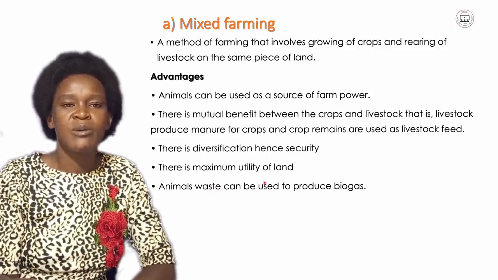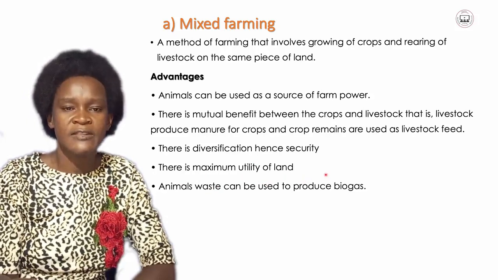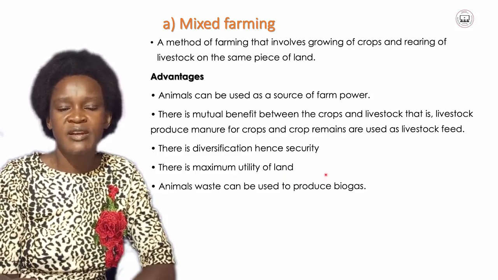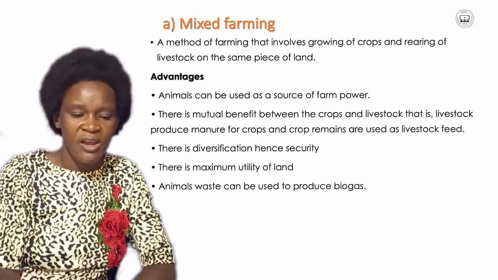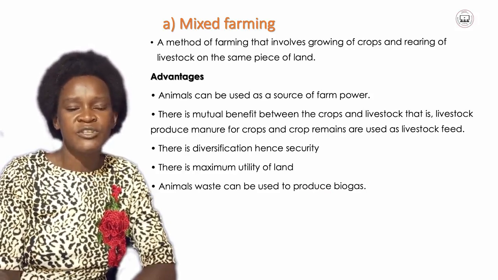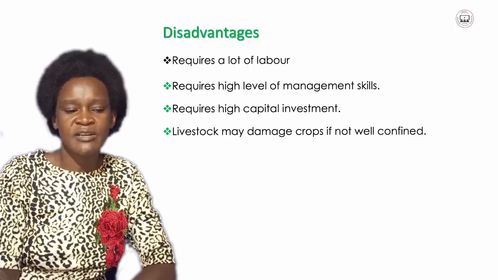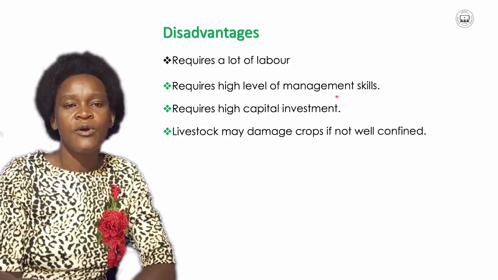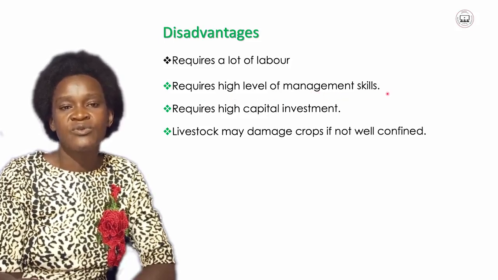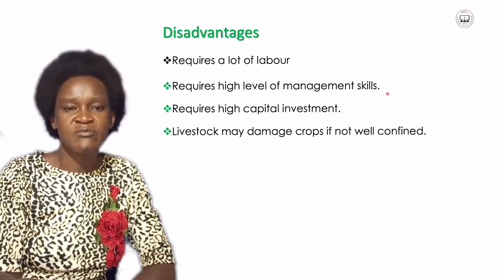Apart from that, there is maximum utilization of land. On that same piece of land, rearing animals, and on that same piece of land, growing crops, there is really maximum utilization of land. Apart from that, animal waste can be used to produce biogas. Even though we have explained the advantages of mixed farming, it can also have some disadvantages, and some of the disadvantages are as follows. It requires a lot of land. Apart from that, it requires a high level of management skills in order for you to have knowledge on how to rear animals and at the same time grow crops.